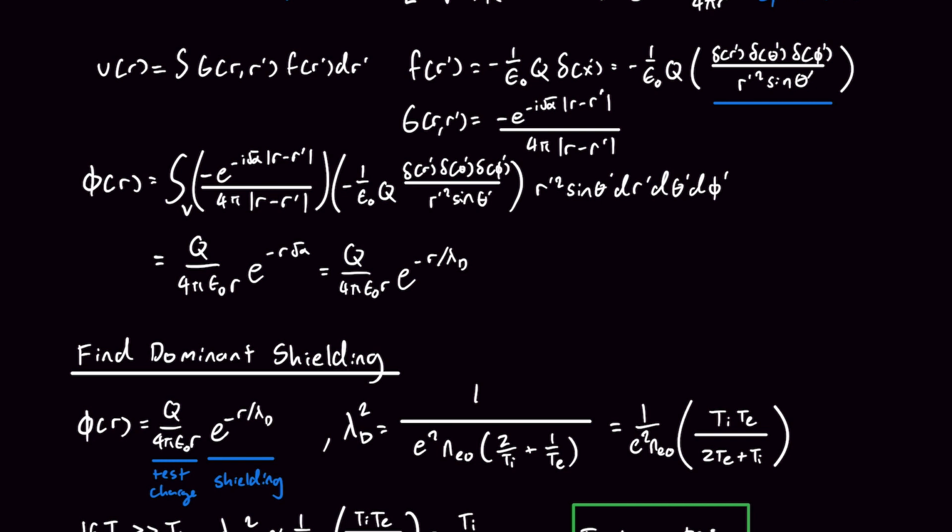So you get this thing which looks messy at first, but it's actually a really simple answer. Why? Because first of all, the r squared sine theta cancels out with the spherical integration on the top. So you get to cancel these two out.